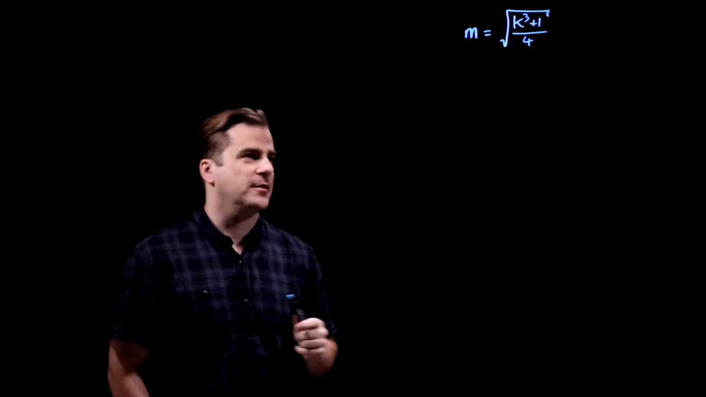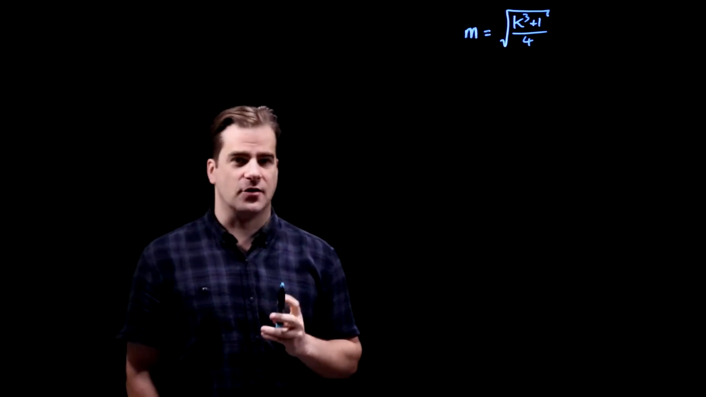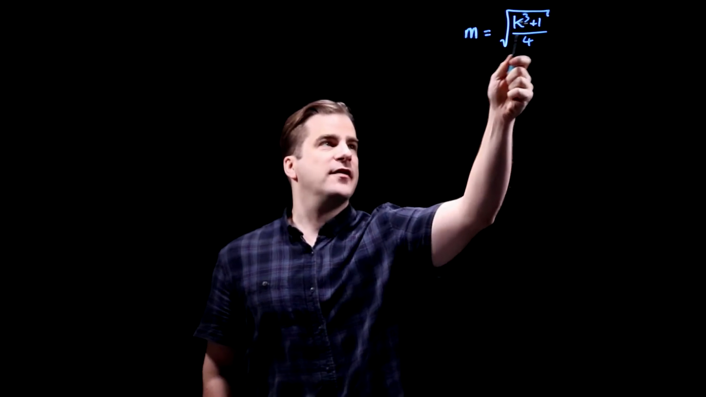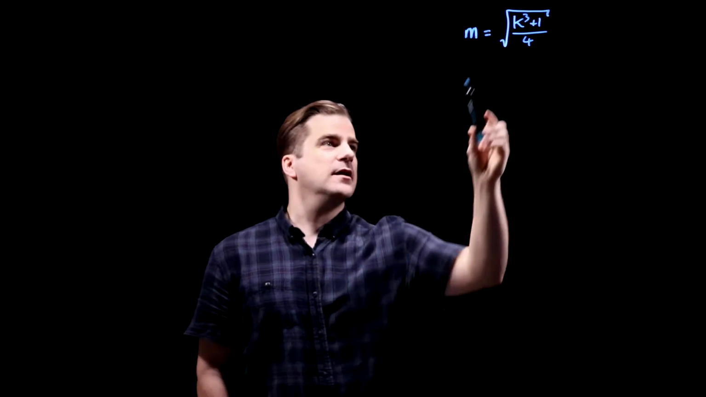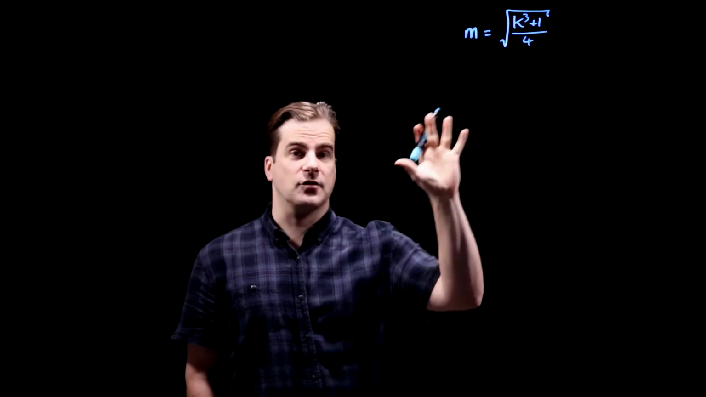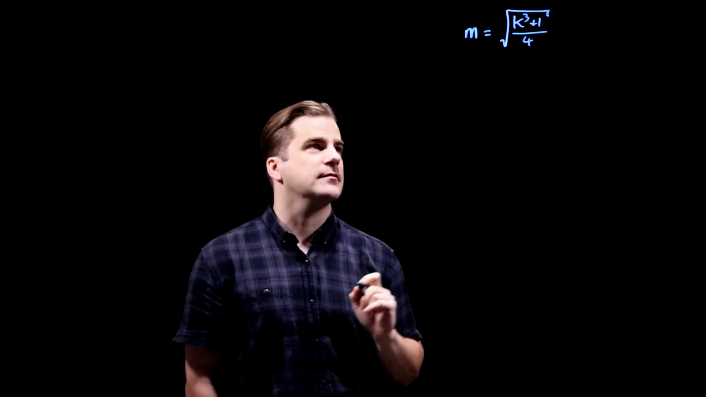Okay, a nice simple little bit of algebra. We have to rearrange this equation to make k the subject. So that means we have to get everything else except k on the other side of the equation. So what should we do first? Well, notice the whole thing is square rooted at the moment, so let's get rid of that first. And we do that by squaring both sides.